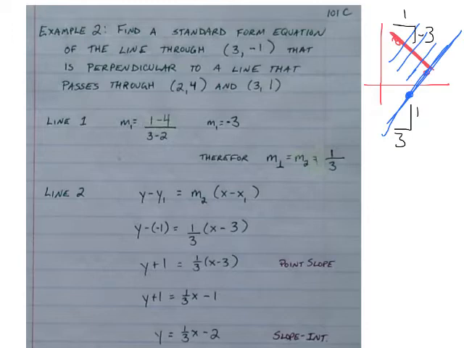Anyway, line 2, we have a slope now, and we have a point that it passes through. So we can use the point-slope equation. We plug in y1, we plug in our slope, and then we plug in x1. And right here we have a decent equation. The only thing is it tells us to write it in standard form. So what we're going to do is convert it to standard form.